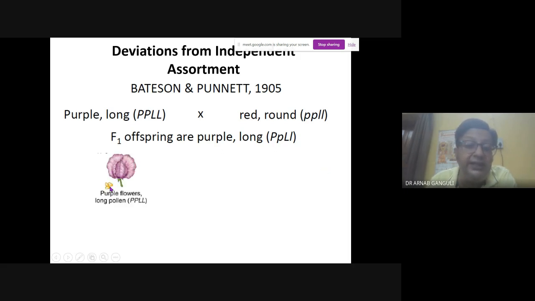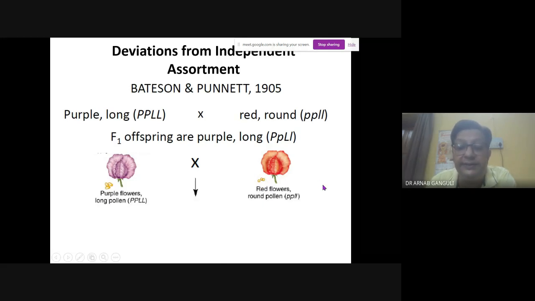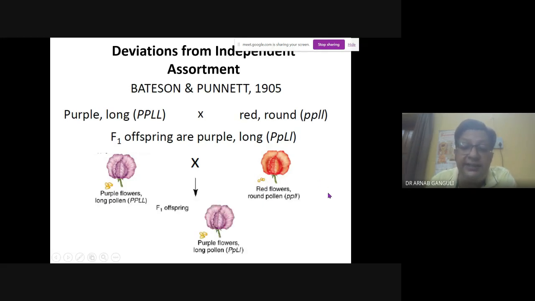So you had these long pollens and purple flowers. It was crossed with red flowers, and you had round pollens. Now the results: you had the F1 offspring. You know that they were heterozygous, but since purple is dominant over red and long is dominant over round, you had purple flowers, long pollen, capital P, small p, capital L, small l.